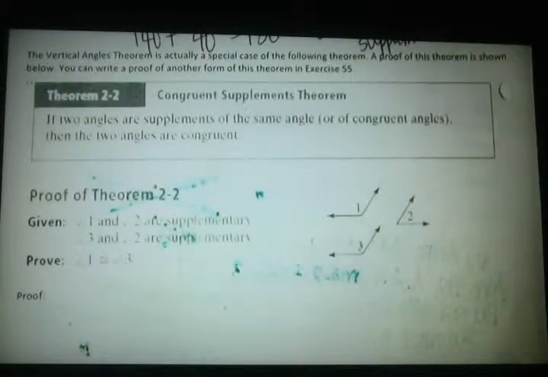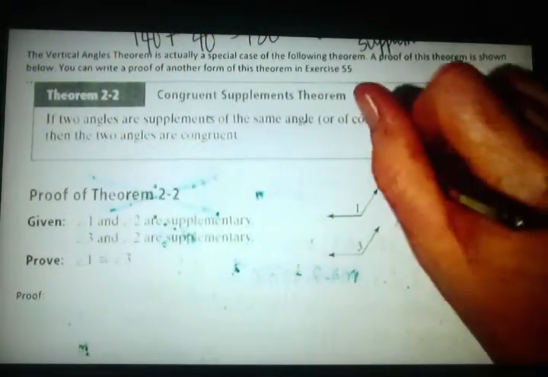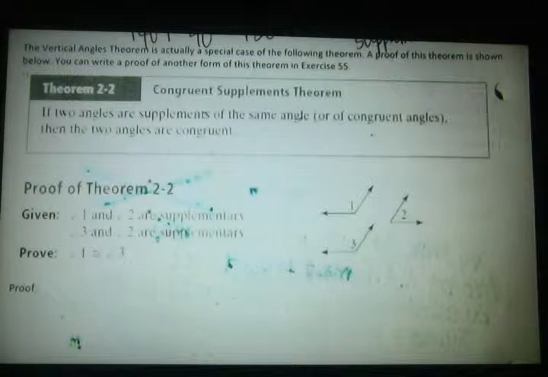So, let's look at the congruent supplements theorem. Okay, if two angles are supplements of the same angle, or congruent angles, then the two angles are congruent. Okay, the same goes for complementary. So supplements, 180.